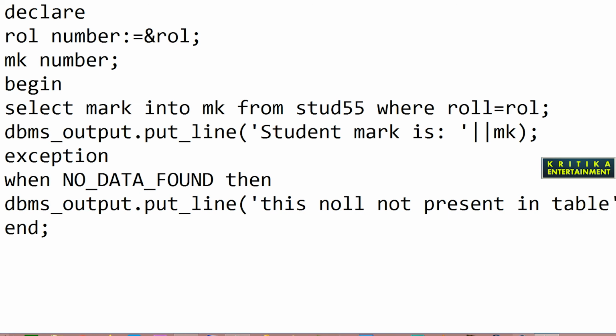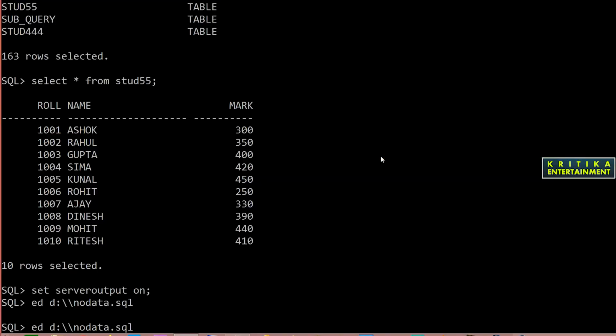Okay, so here I will run this. I save it. When not present, dbms_output.put_line, this roll not present. Then I save this and close it, and then I run it. We will see what happens.